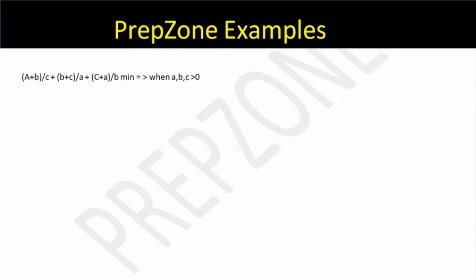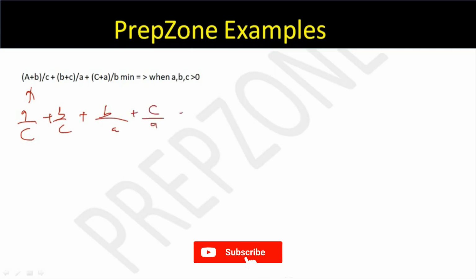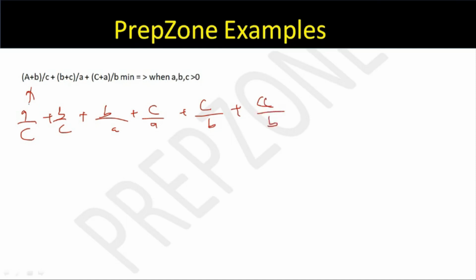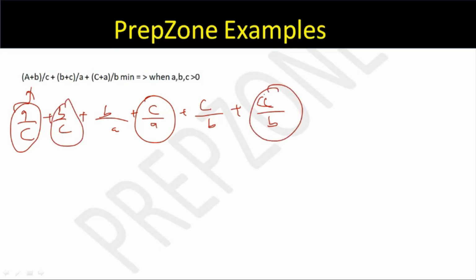Tell me its minimum value quickly. What could it be? All the variables are positive. Simple question. Very simple question. You only have to break it. A by C plus B by C plus B by A plus C by A plus C by B plus A by B, the minimum, right? Now take the individual terms. A by C plus C by A. This is x plus 1 by x. Its minimum value has to be 2. Similarly, B by C plus C by B, the minimum value is 2.